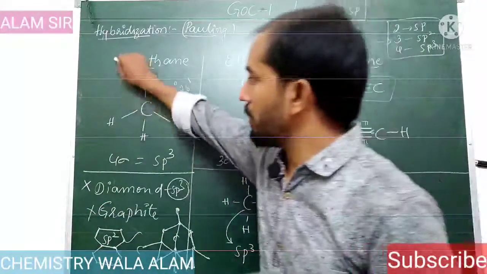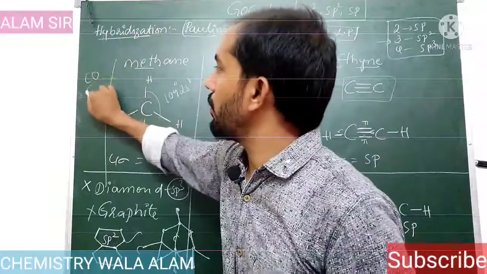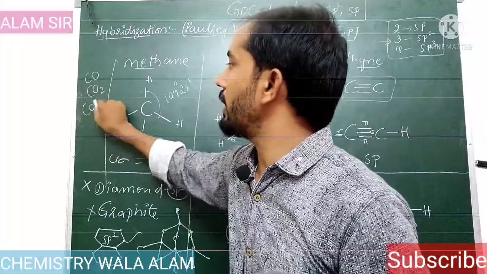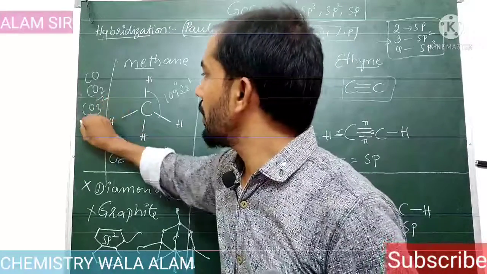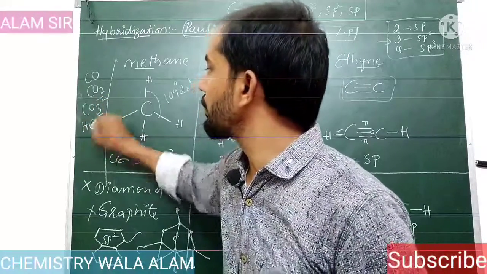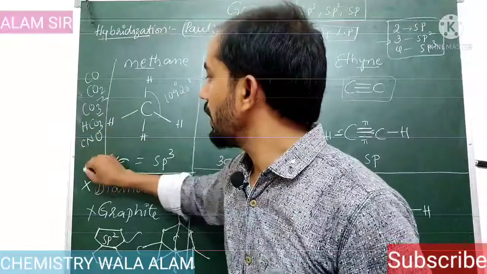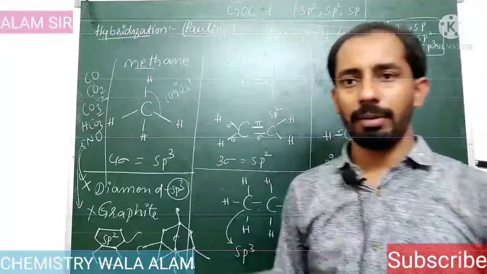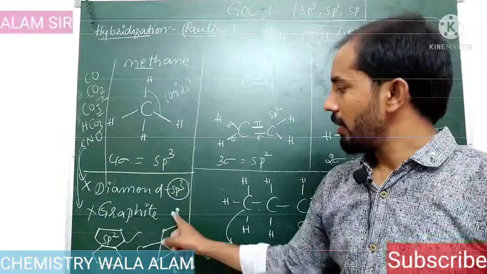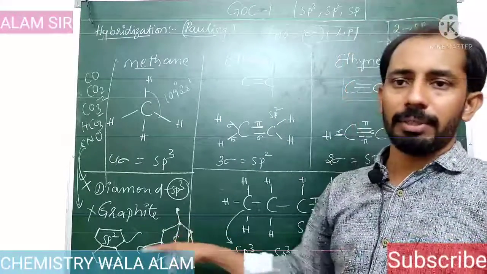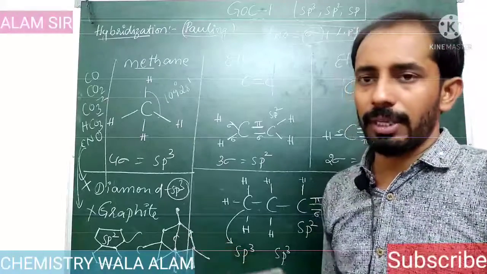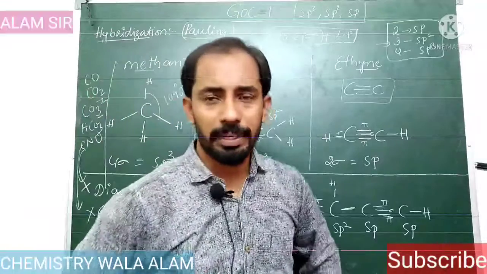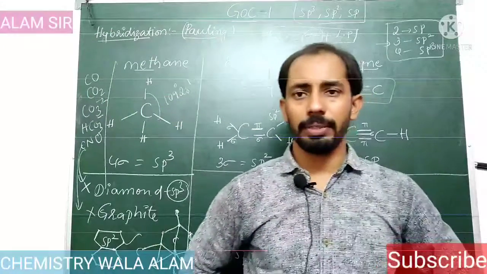So we said yesterday, which ones? Carbon monoxide, carbon dioxide, next carbonates, next bicarbonates, next cyanates, diamond, graphite. These do not come under organic compounds, because here it is only pure carbon, one carbon connected with another carbon atom. There is no hydrogen atom or any other atom. So this is regarding the concept of hybridization. Okay, hope you understood this.